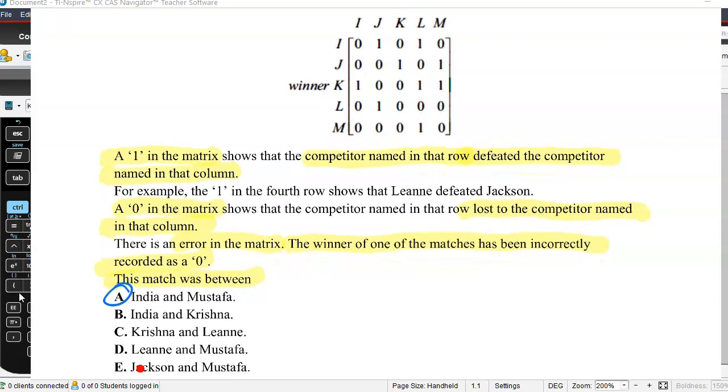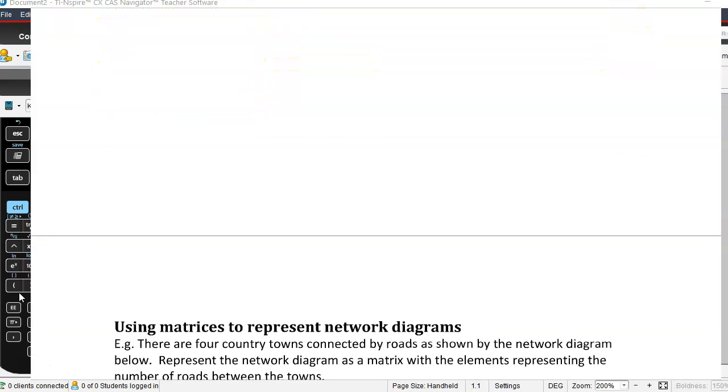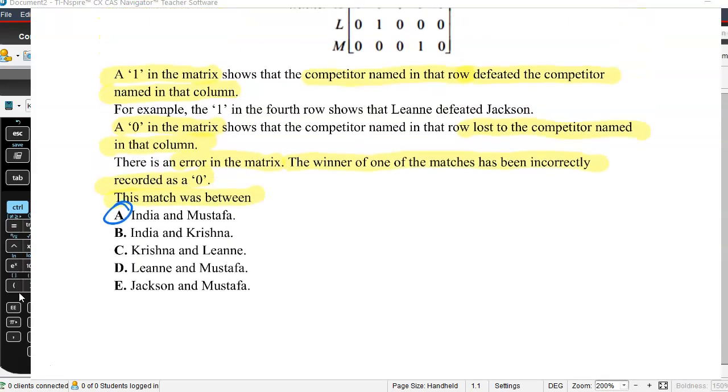Yep. Jackson and Mustafa. So Jackson defeated Mustafa. And Mustafa lost to Jackson. So, yes. And double checking India and Krishna. India lost to Krishna and Krishna defeated India. Yes, so definitely A. And 78% of the state answered that one correctly. Okay, I might pause here and then we'll go on to part 2, network diagrams.